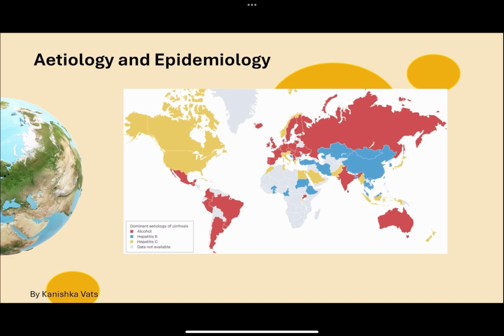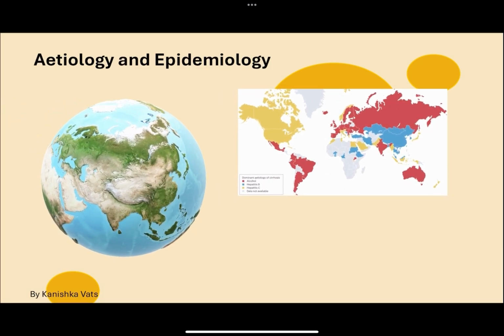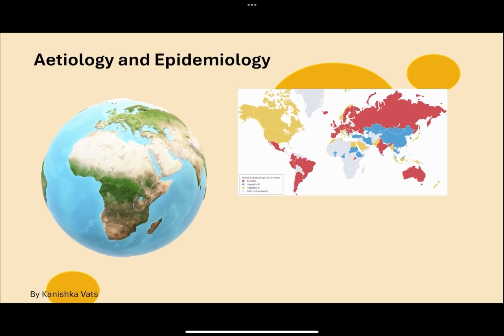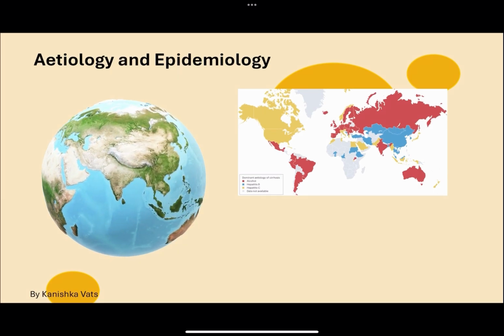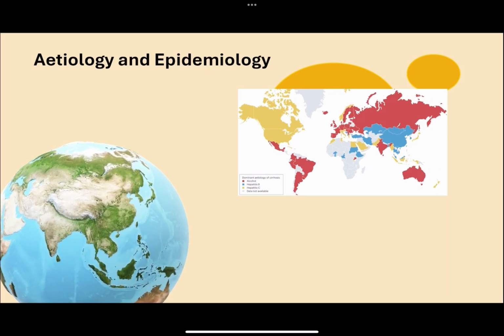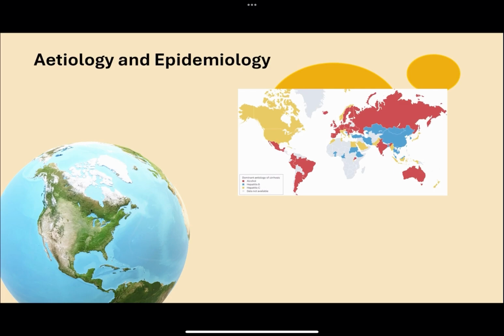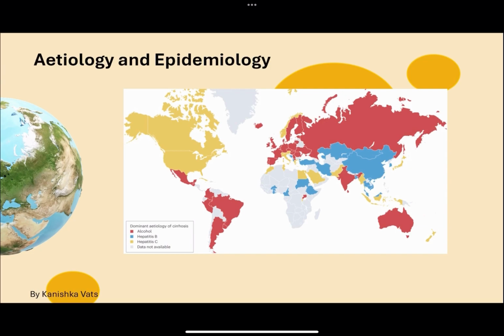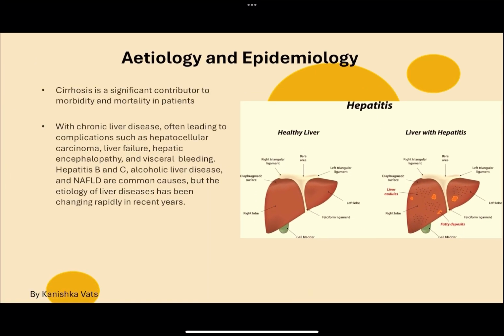There is a study that was conducted which shows us the reasons for hepatic cirrhosis in specific countries. As we can see, in Eastern Europe the reason for hepatic cirrhosis is alcohol, similar to South America and India as well. In Eastern Asia, the reason is hepatitis B, and in North America, the reason is hepatitis C virus. So this gives us the etiology of the disease across the globe.